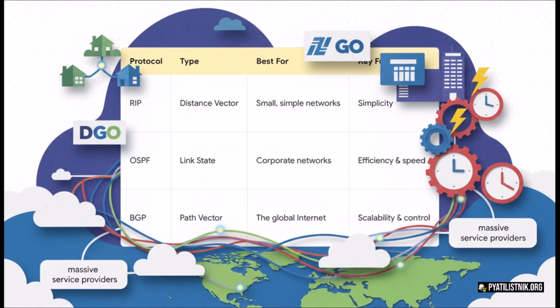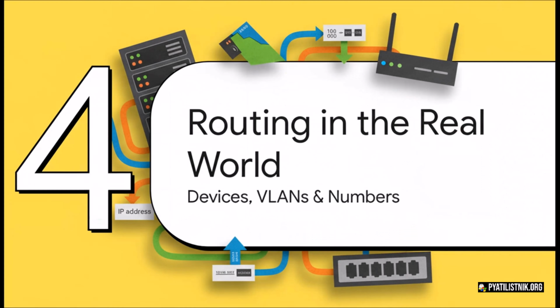And then you have the big one, the protocol that runs the internet, BGP. It is built for massive scale, connecting huge service providers and making decisions based not just on speed, but on business policies too.